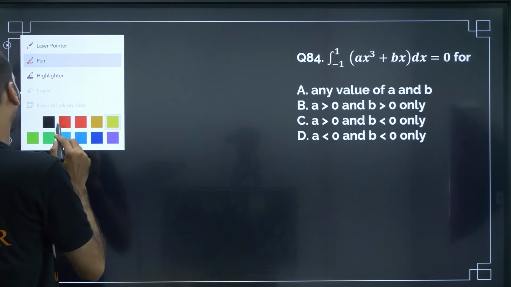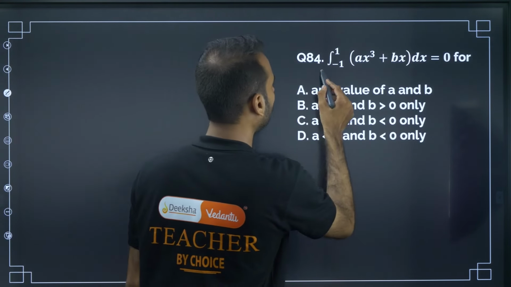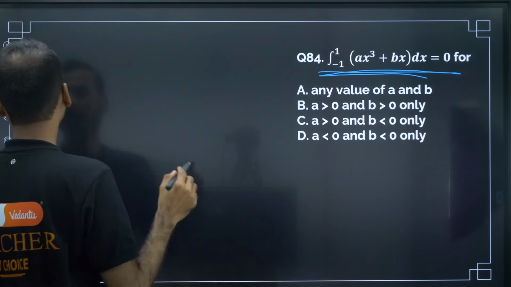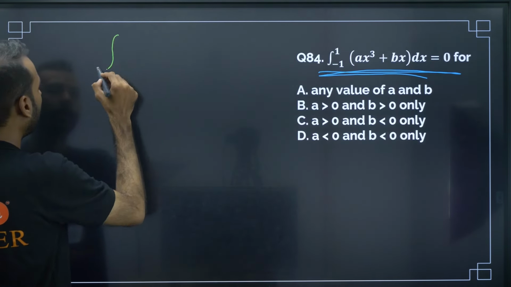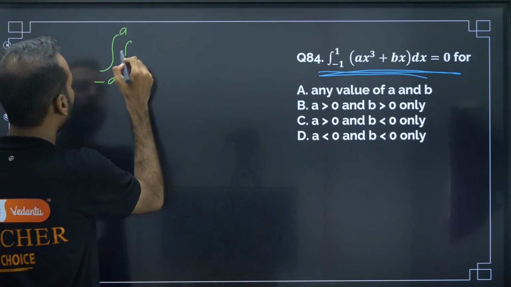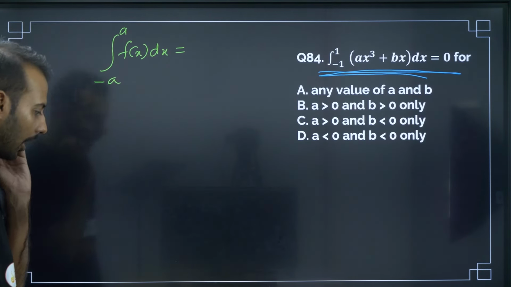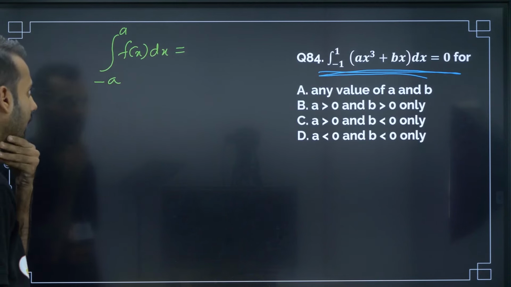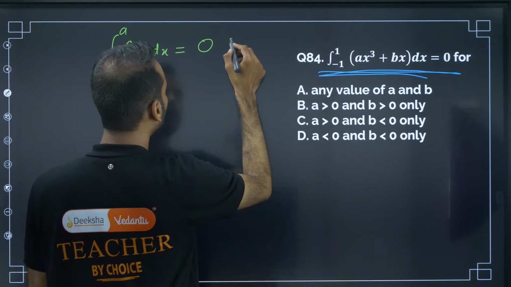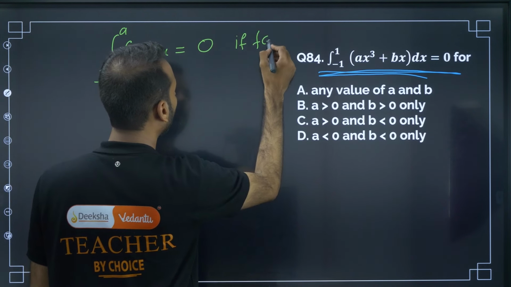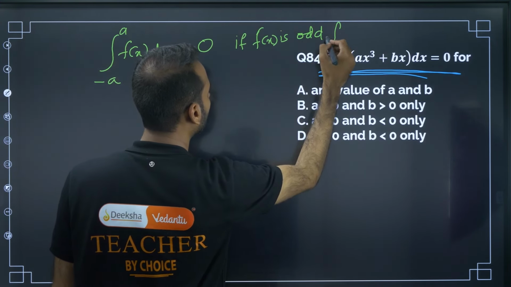Integration of, they have given one function. This integration dx is 0 for, now try to recall one property. What is that property? Integral from minus a to a of f of x dx is equal to 0 if f of x is an odd function.